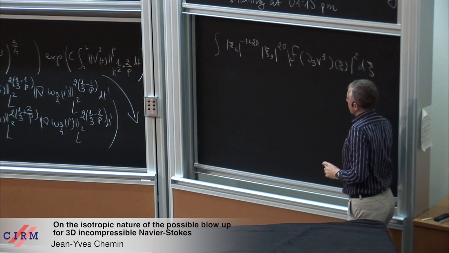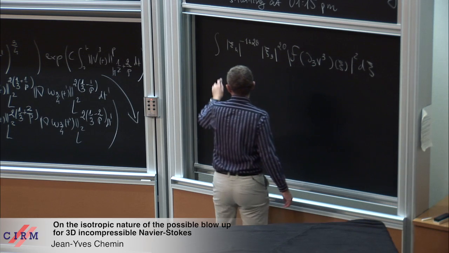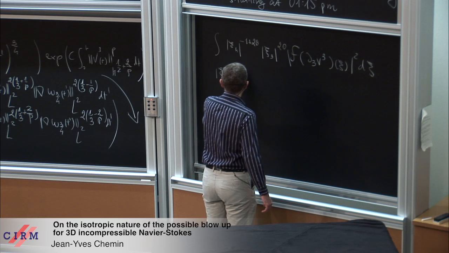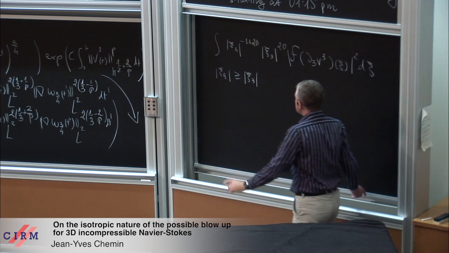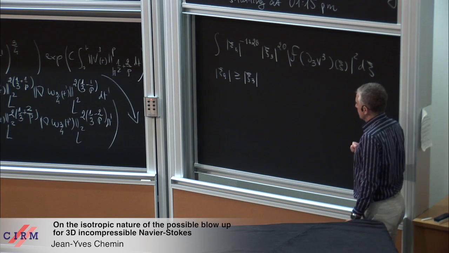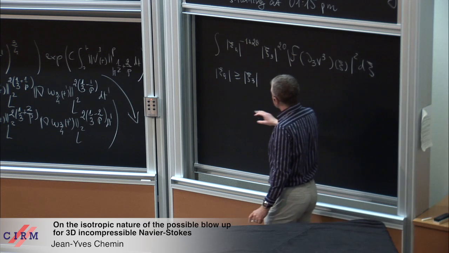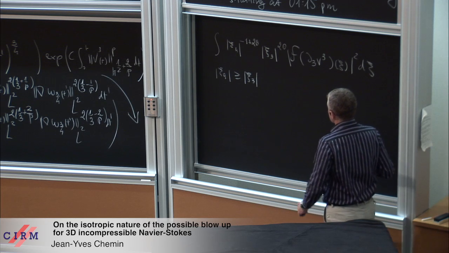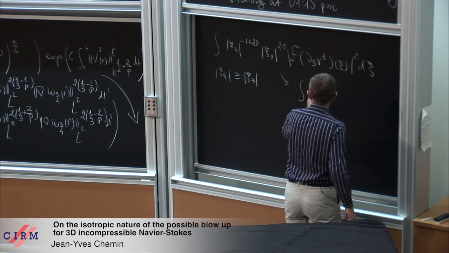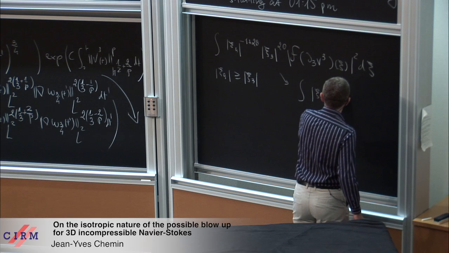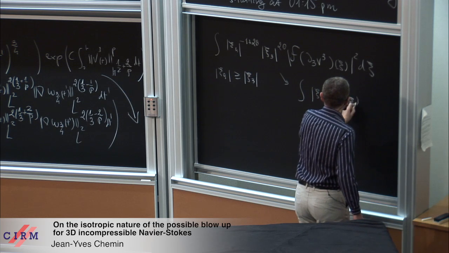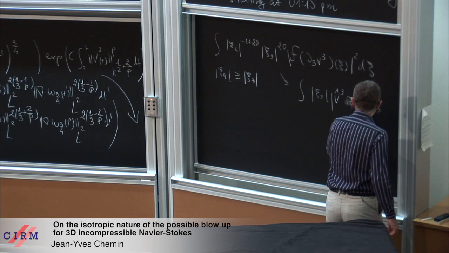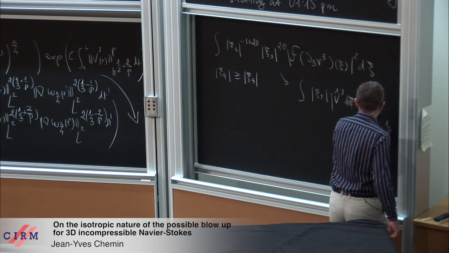There are 2 cases. One case where Xi H is bigger than Xi 3. That's where the horizontal derivatives dominate. So you have interest to substitute this one. To control this, you substitute this one by Xi 3. What's going on? You have this integral becomes simply Xi 3 and this is exactly V3 in H 1/2. Okay?